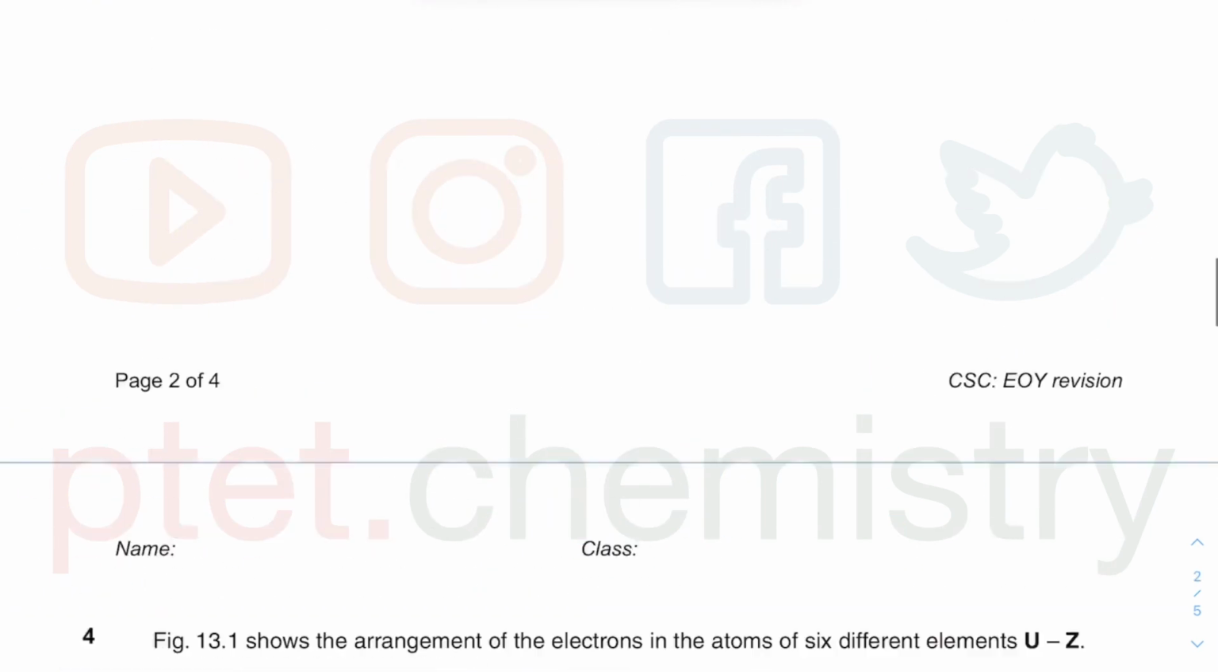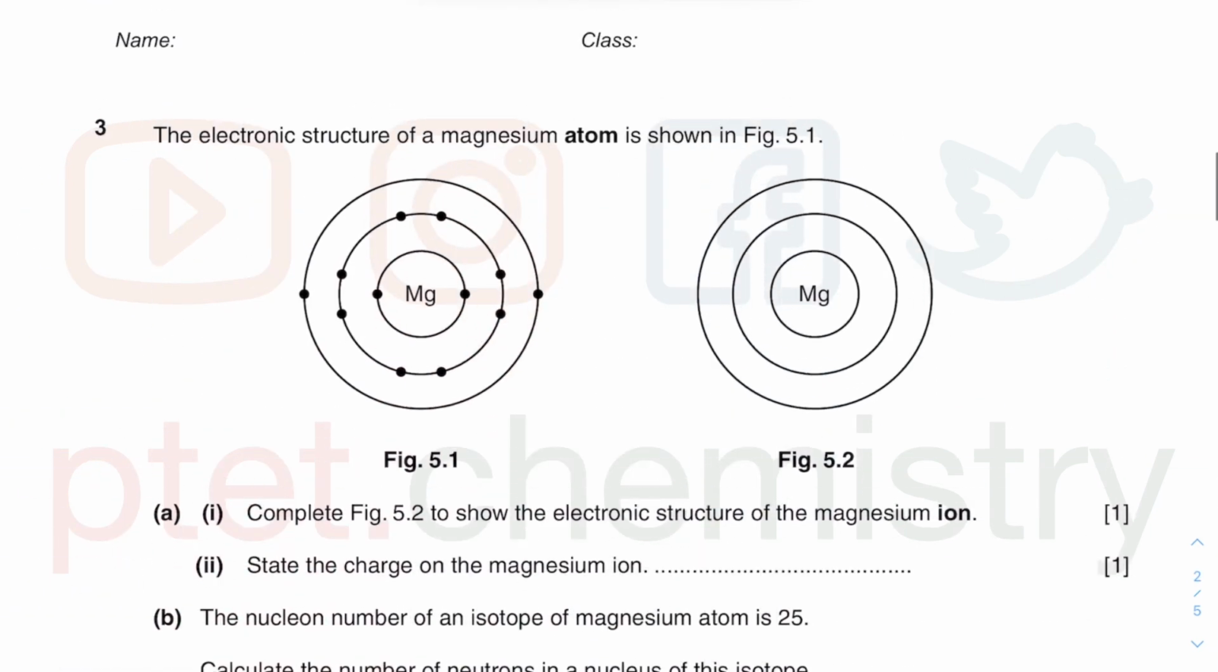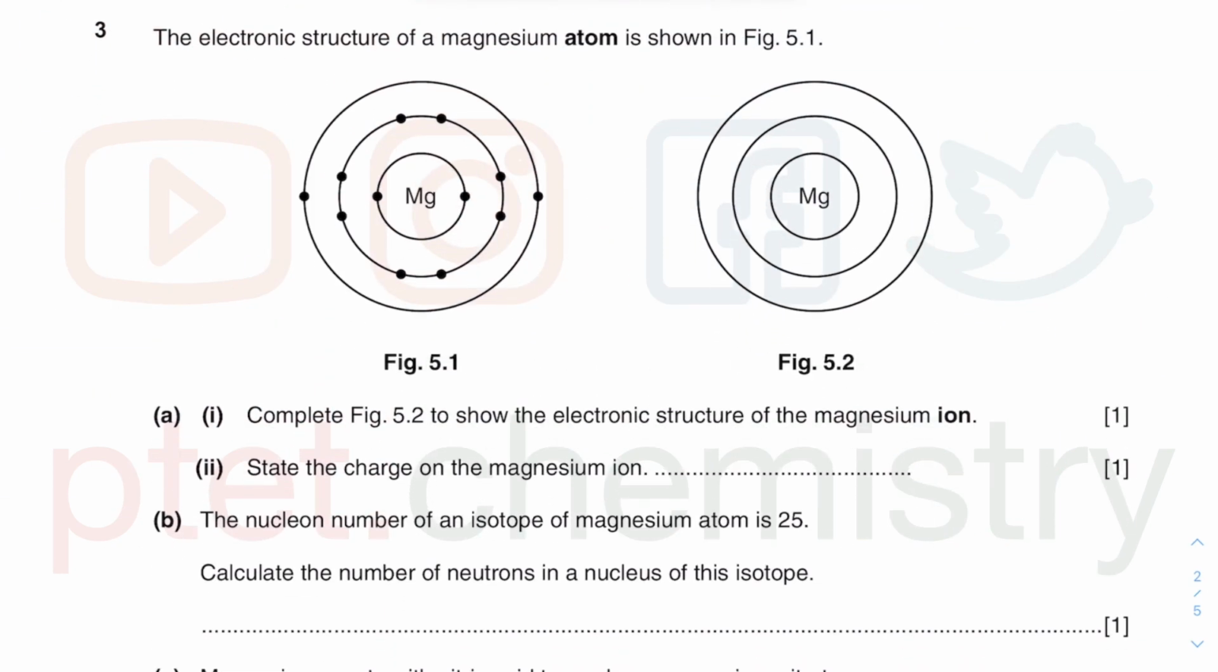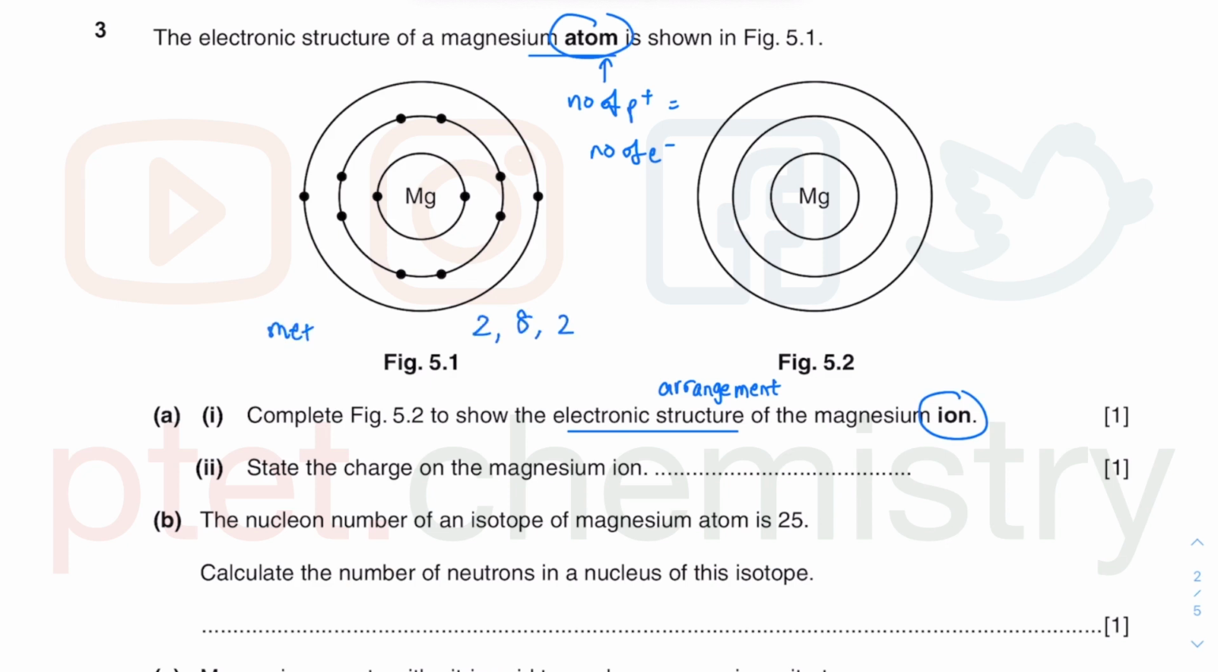So next up, I'll go straight to the other question again, which was question number 3. So we have a magnesium atom. Magnesium atom meaning no charge. So the number of protons equal to number of electrons, as I mentioned in the first question. Show the electronic structure. The other name is called arrangement or configuration. It wants magnesium ion. This is 2,8,2. It's a group 2 metal. Group 1, 2, and 3 are metals.